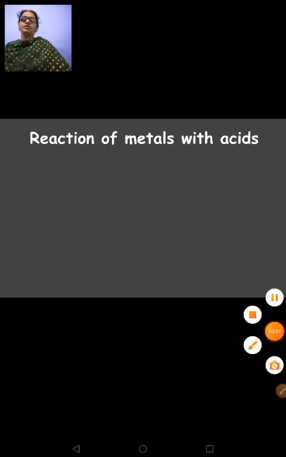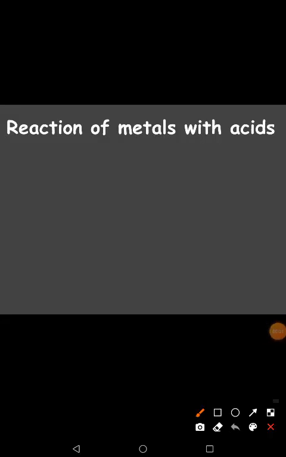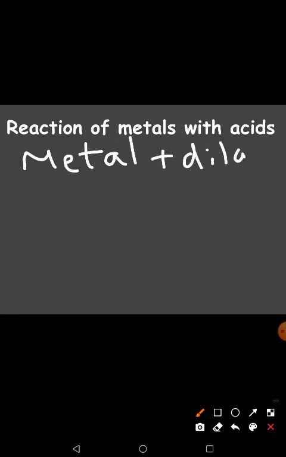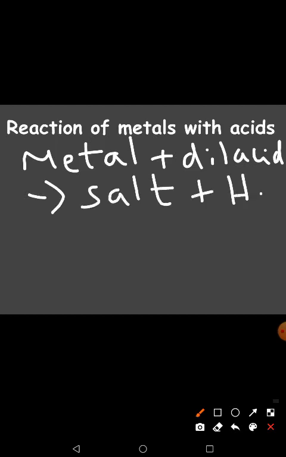We have already learned that metals react with acids to form the corresponding salt and liberate hydrogen gas. So let me write it for you. Metal reacts with dilute acid to form the corresponding salt and liberate hydrogen gas.